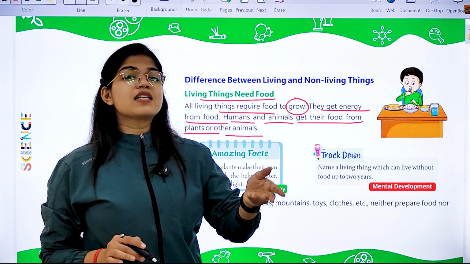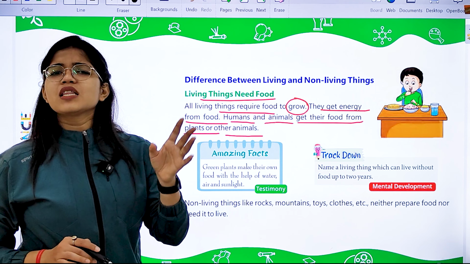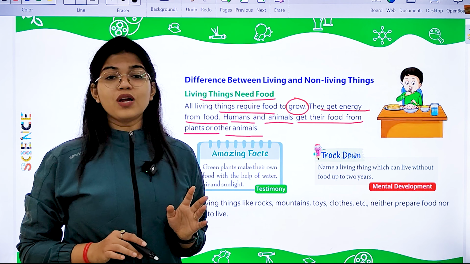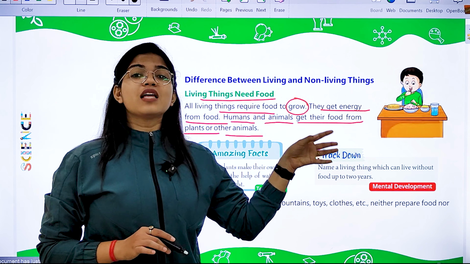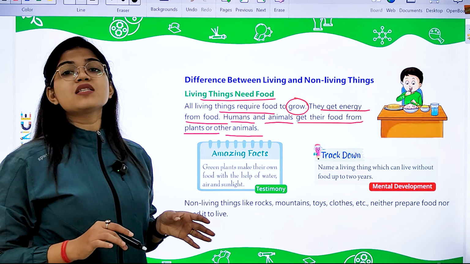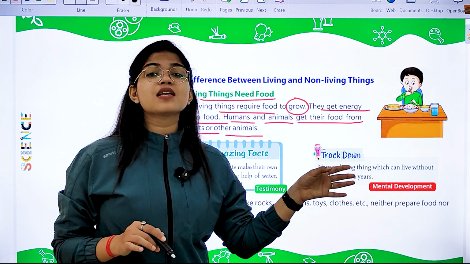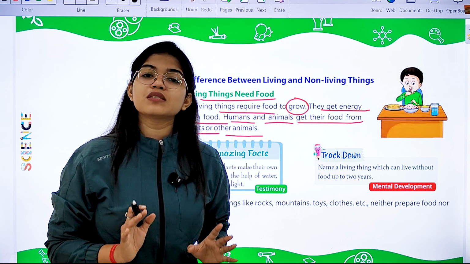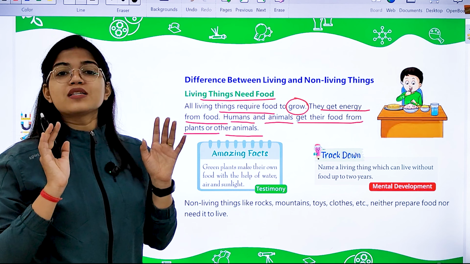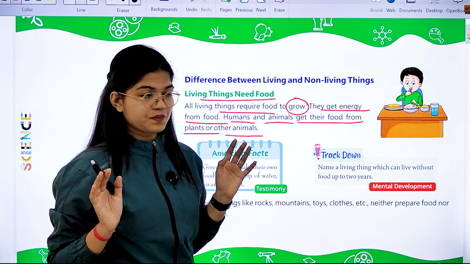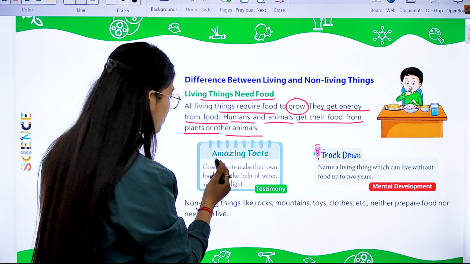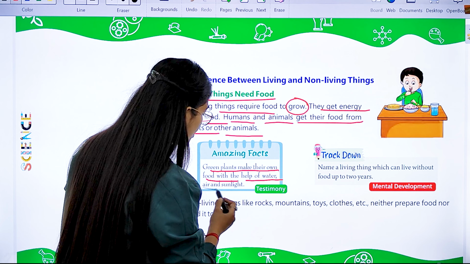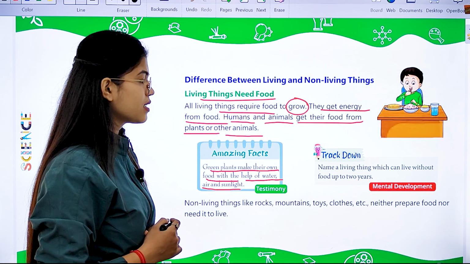And plants, as they are also living beings, are the only living beings which can prepare their own food. Okay, they are not dependent on any other living organism. But if we talk about humans and animals, they are dependent on the plants for their food. Overall, all living things need food to grow, to get energy, and to be healthy. Right? See, they have given you that green plants make their own food with the help of water, air, and sunlight.